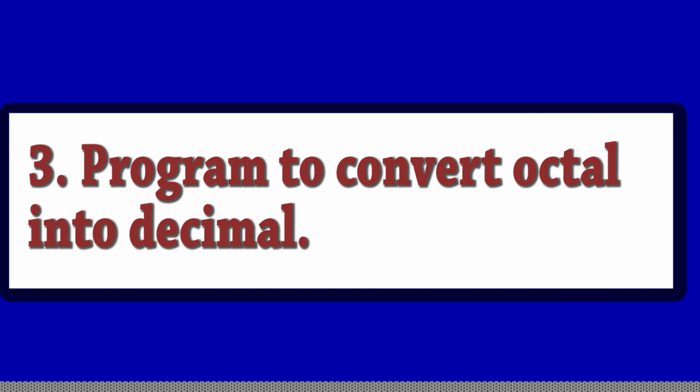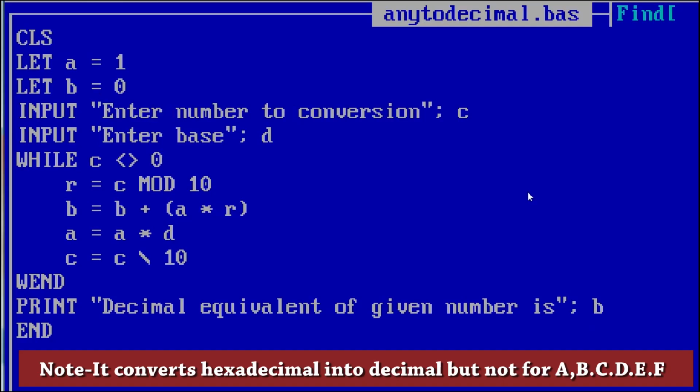Question 3 is a program to convert octal into decimal, hexadecimal into decimal. If you have understood the previous program, then it is easy for you to understand these conversions. This program is the same as the previous conversion of binary into decimal, only you have to change the base value, that is 2 in the binary to decimal case, 8 in the octal to decimal case, 16 in the hexadecimal to decimal case. You can learn this program serially.